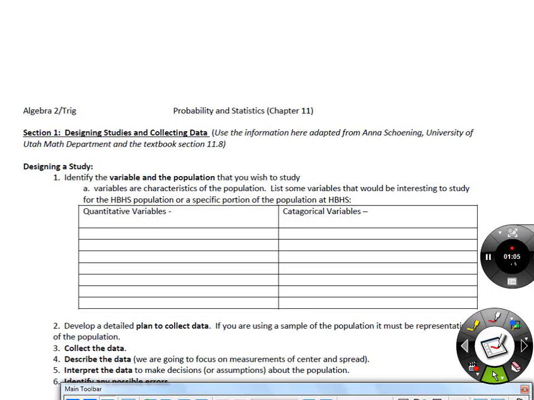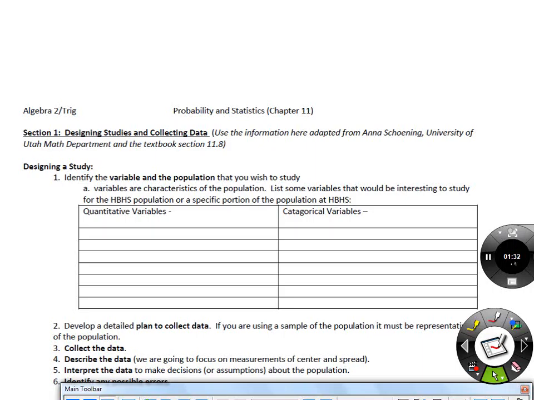So first you identify the variable and the population that you wish to study. So variables are characteristics of the population. So those of you that started my survey, what was one of the questions on the survey that I gave you? Savannah. How many states have you been to? If that's the question that I'm posing to people, and I've sent it out to my 3 Algebra 2 trig classes, the variable is the number of states people have traveled to, right? That's the characteristic that I'm trying to study about them.